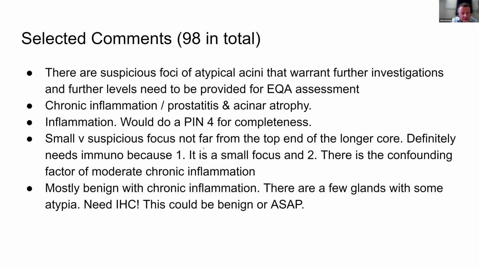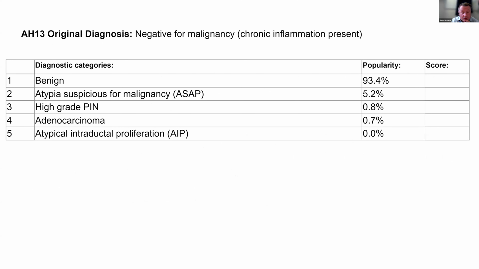PIN4 to confirm that it was just inflammation. Needs immunohistochemistry for a couple of those smaller areas which I've shown you. Having noted those comments, approaching 94% of us would have called it benign. The next highest at 5.2% was considering a diagnosis of ASAP, which relates to those 40-odd comments of wanting to do immunohistochemistry. There were a couple of people that thought high-grade PIN, and a couple would have called it adenocarcinoma outright. And it's probably a non-scoring trainee, which is where it says 0.